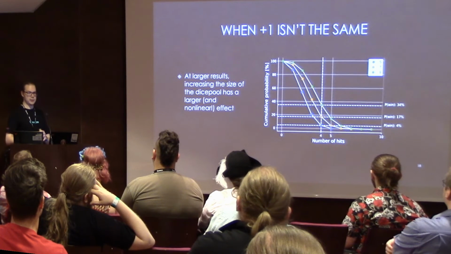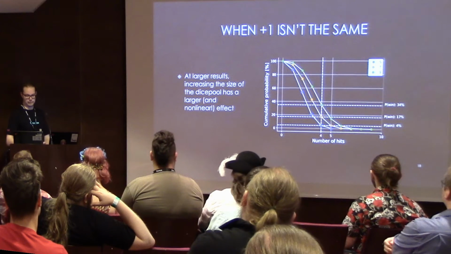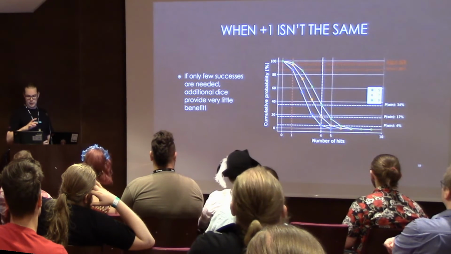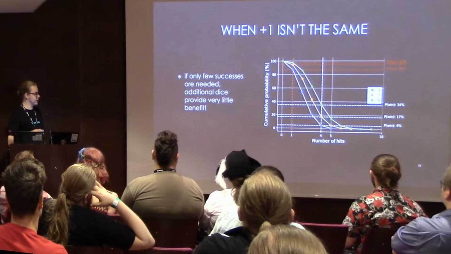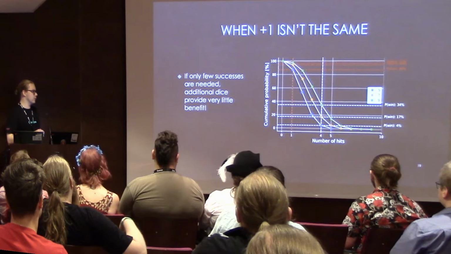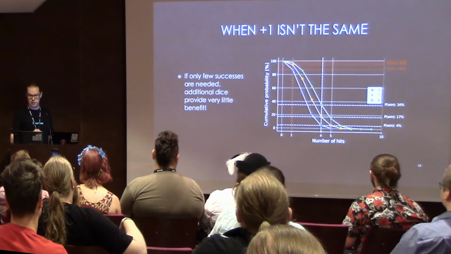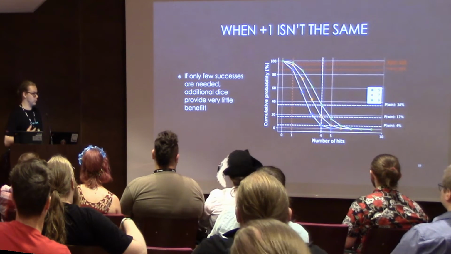But something interesting happens if we look at the situation where we need only 1 single hit. So there we have a situation. Again, we similarly increase the number of dice in our dice pool. But here the probability of succeeding grows only moderately. We go only from 86 to 94 to 97% chance of getting 1 hit or more.